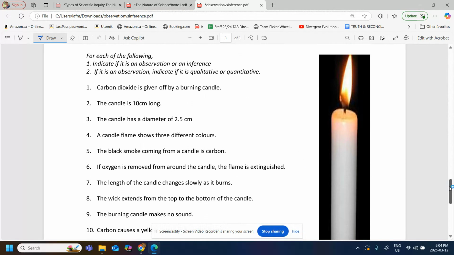So let's assume that we're burning a candle, and then the following statements are made. For these statements, we have to classify them as being either observations or inferences, O or I. And then if they're observations, we'll classify them as being qualitative or quantitative. So carbon dioxide is given off by a burning candle. That is true, but just saying that is an inference, we can't really see the carbon dioxide being given off.